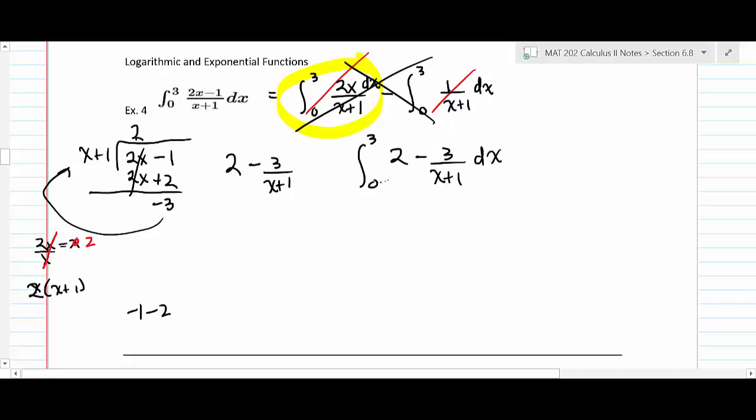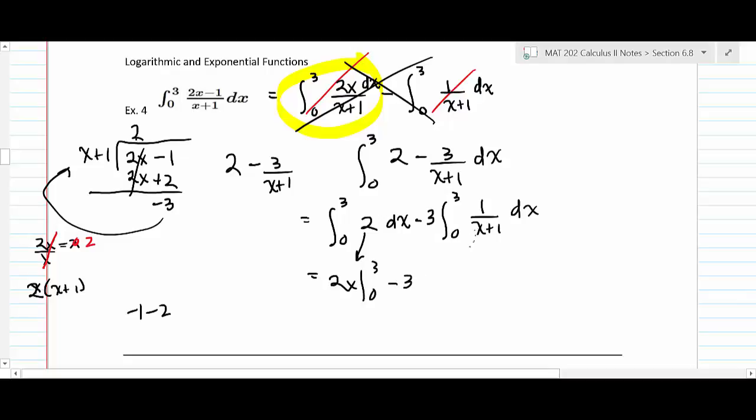Okay, so you can go ahead and break this up, or you can just do the antiderivatives of both of these in your head. So I'm going to do that integral minus the integral from 0 to 3, and you can even bring that 3 out like that, so it's 1 over x plus 1 times dx, like that. Now those are easy integrals to do. So what's the antiderivative of 2? 2x. Okay, I like that integral.